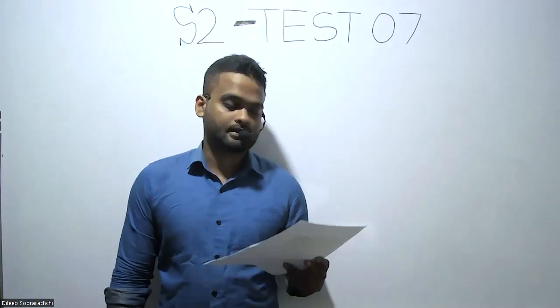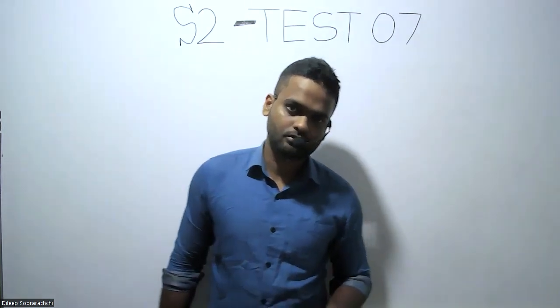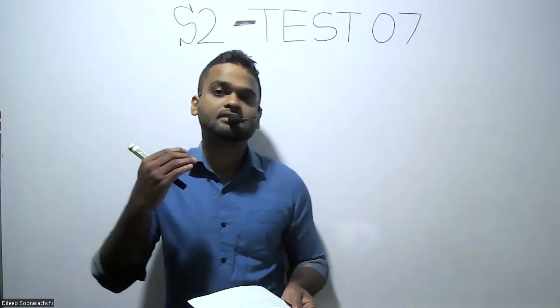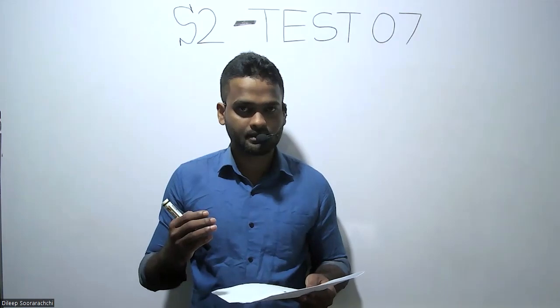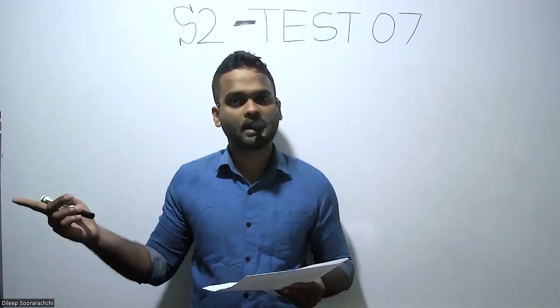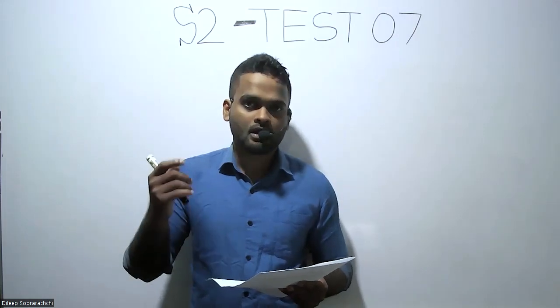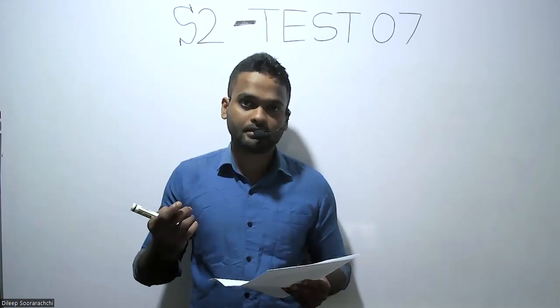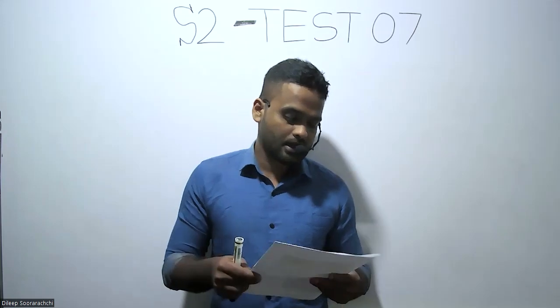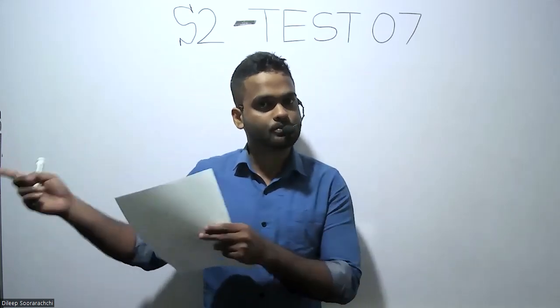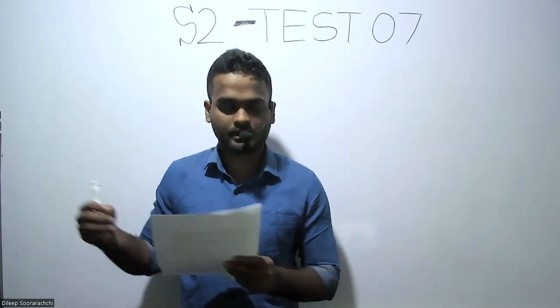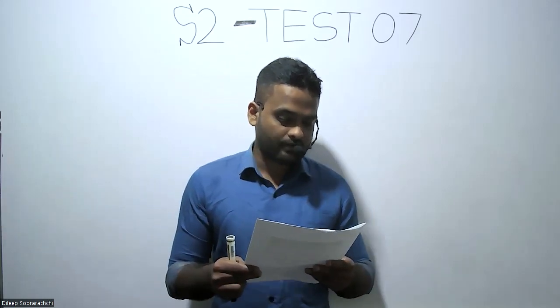Okay, so this is test number 7 from the series 2. This test is mainly based on lenses, because learning about lenses will be crucial to learn the next two parts, which are optical instruments and human eye. Without having a great knowledge in lenses, it is not possible to learn the next two parts. These are linked, right? So that's why we have a separate test for lenses.